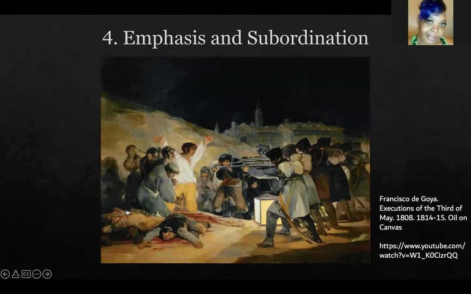I would say the dead man, but I don't know. The man laying down, to be executed. Yes, this guy too is the focal point. Very good.